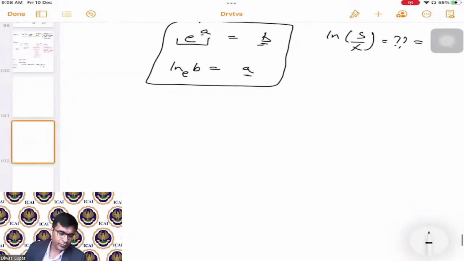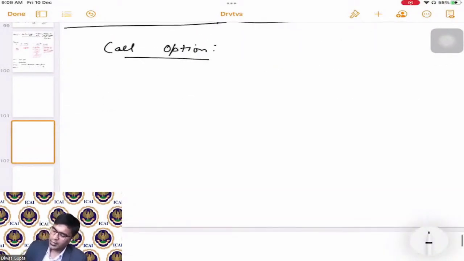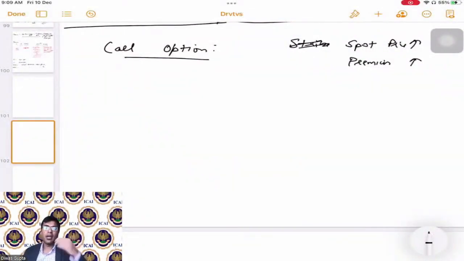Now, you tell me, for a call option, if spot price increases, strike price cannot increase, strike price will remain the same. Spot price increases, what will ultimately happen to the premium? Premium will also increase for a call option, because it will become more in the money. The in the money extent will increase.